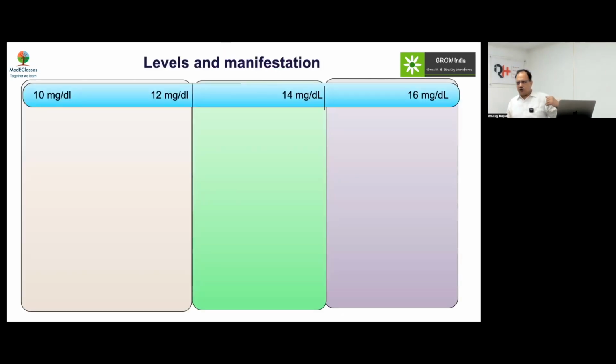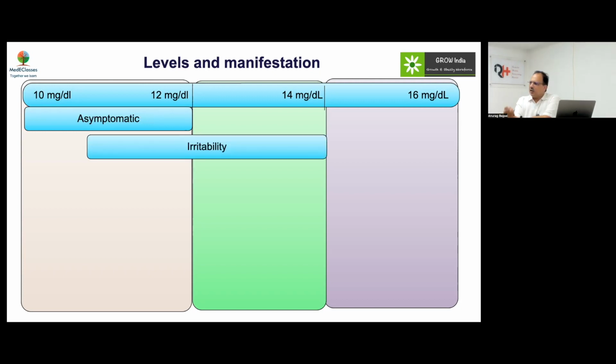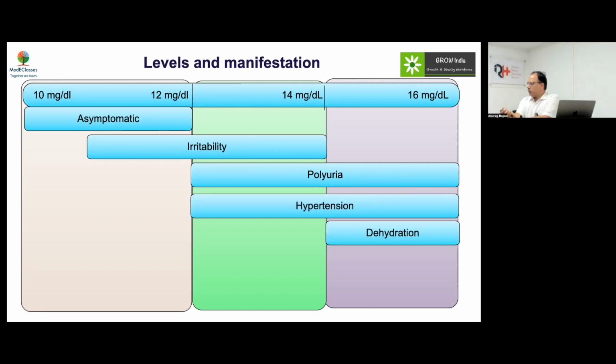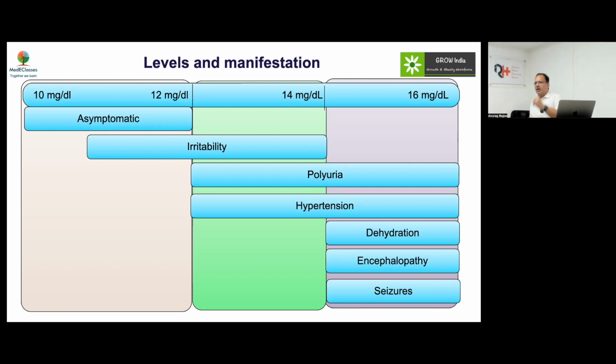Now, manifestations will depend upon the specific levels of calcium. Typically, till around 12 milligram per dL or 3 millimoles per liter, you will not have any symptoms. Till around 14, symptoms of irritability will come up. Polyuria starts after 12, and that's a significant one, along with hypertension. If you talk about acute presentation of hypercalcemia, you are dealing with severe dehydration, typically around 15, 16 levels of calcium. And then you have encephalopathy and seizures. So the levels of calcium and the rate of rise of calcium make it more likely what sort of presentation we are dealing with.